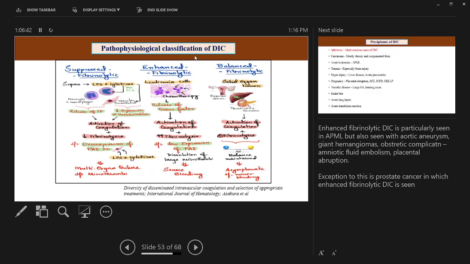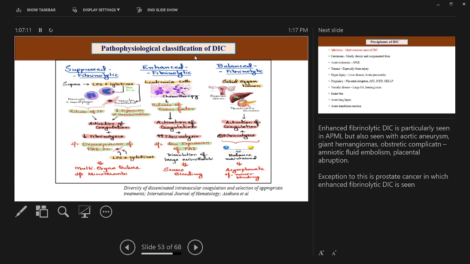So, this is the pathophysiological classification of DIC. The first entity is the suppressed fibrinolytic type. We have taken an example of a sepsis patient where there is release of LPS and cytokines. Now, both of these stimulate monocytes and macrophages to cause release of the tissue factor. And there is also decreased expression of the thrombomodulin. This is also because of the LPS and cytokines. Both of these cause activation of the coagulation.